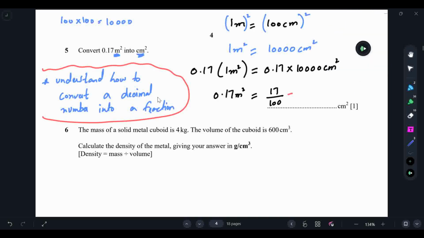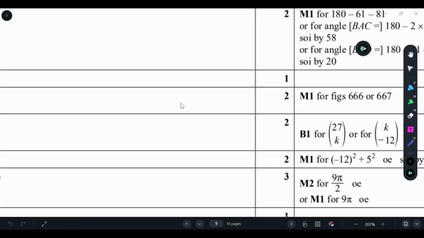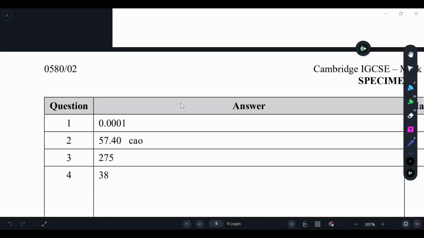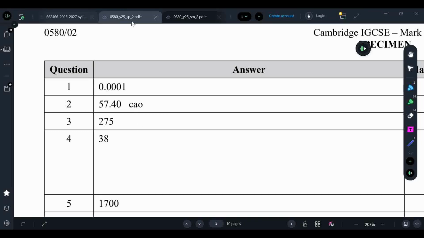Now what we can do is multiply by 4 zeros square. So we can cancel out 2 zeros. So we know that 17 multiplied by 100, the answer will be 1700 centimeters square. By the way, we can verify it from the formula sheet, from the marking scheme. Let's verify all these answers. So you can see the first 5 answers. We have got the same answers from question number 1 to question number 5.